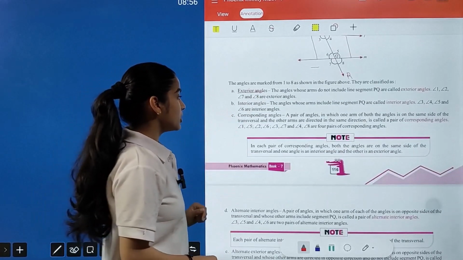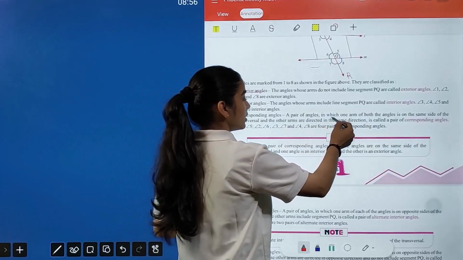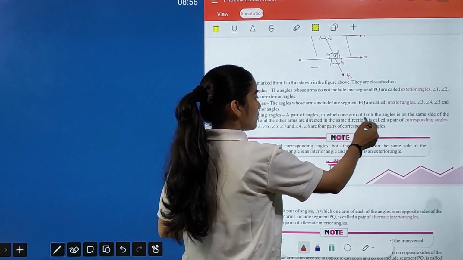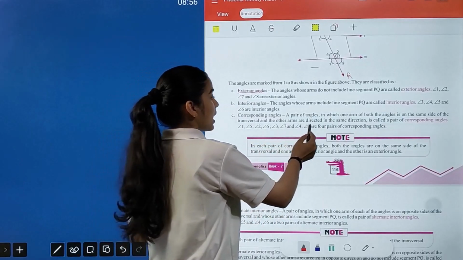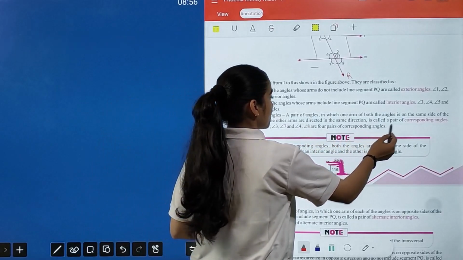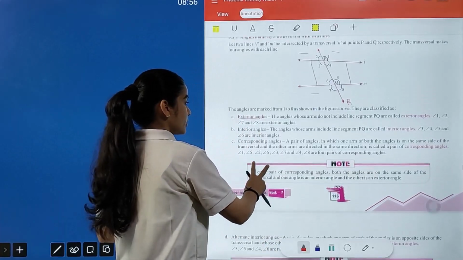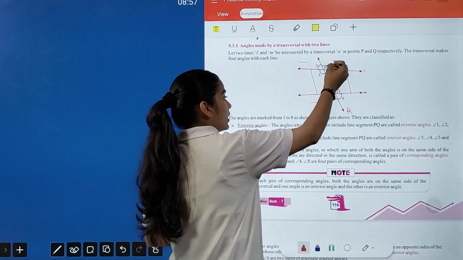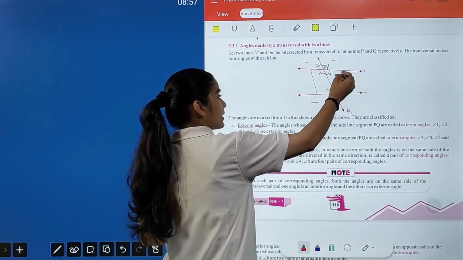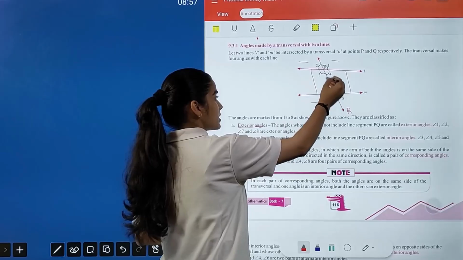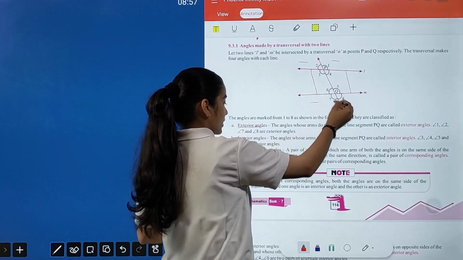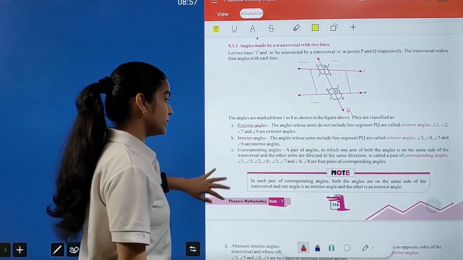Now we have corresponding angles. A pair of angles in which one arm of both the angles is on the same side of the transversal and the other arms are directed in the same direction is called a pair of corresponding angles. For example, angle 1 corresponds to angle 5, angle 4 corresponds to angle 8, angle 2 corresponds to angle 6 and angle 3 corresponds to angle 7. These are your corresponding angles.